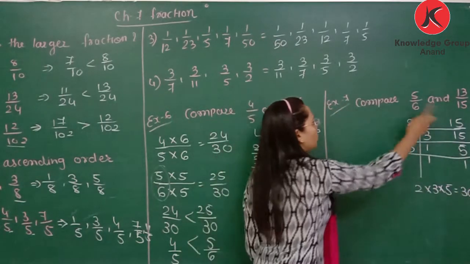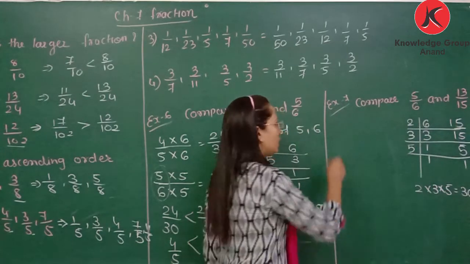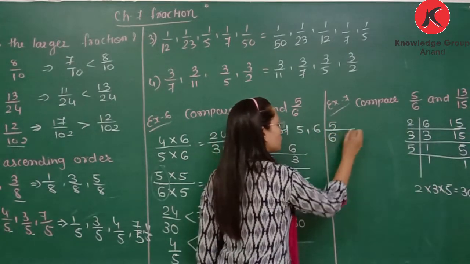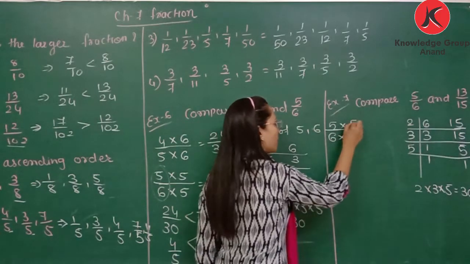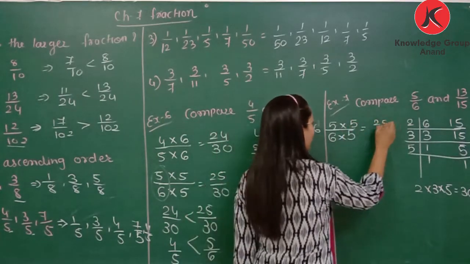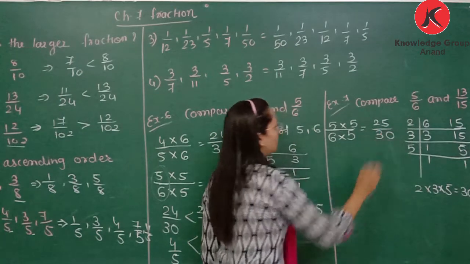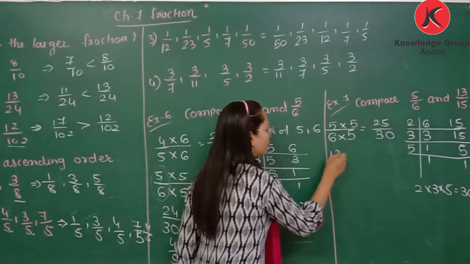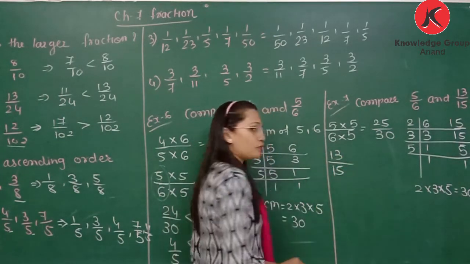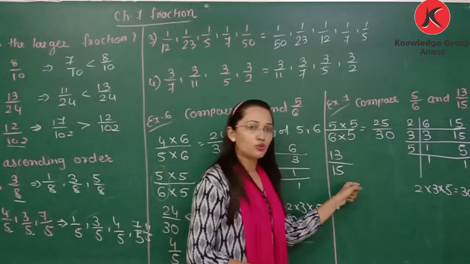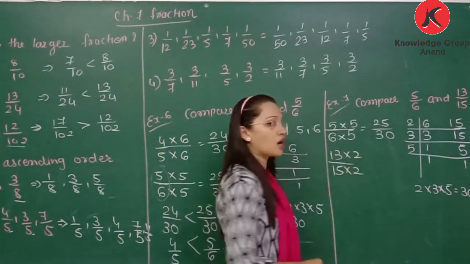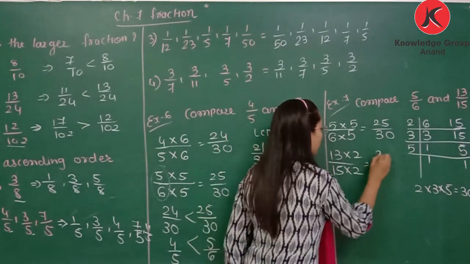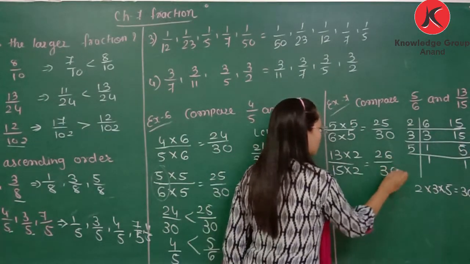So again we need to make denominator 30. Now here, which number we should multiply with 6 to get 30? 5. So same number in numerator. 5 5s are 25. 6 5s are 30. Now 13 by 15. Which number we should multiply with 15 to get 30? 2. So 15 2s are 30. So same in our numerator. So 13 2s are 26 by 30.